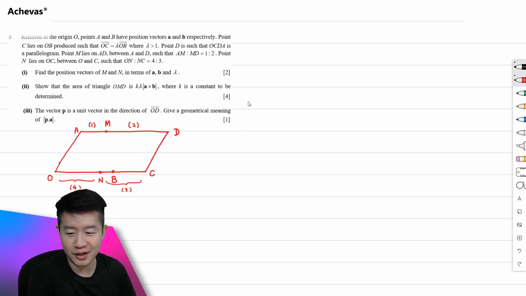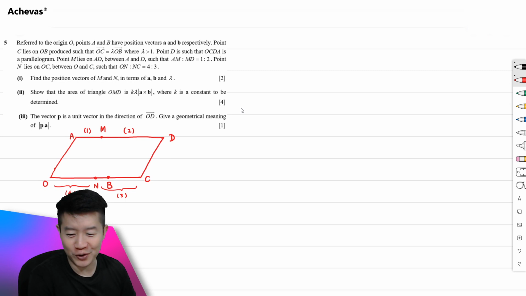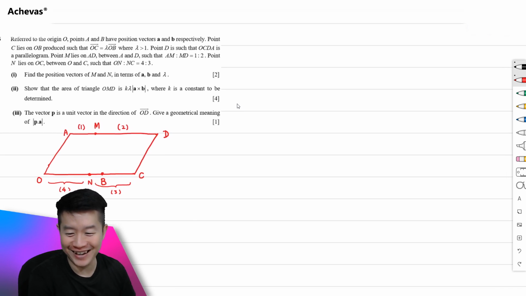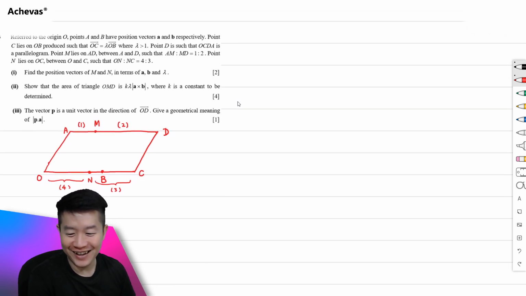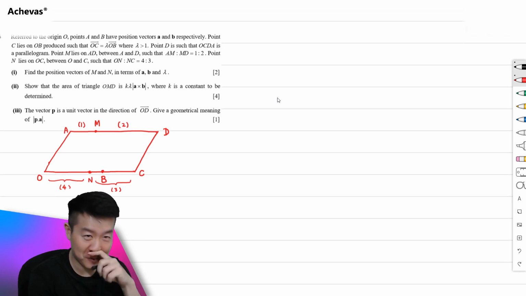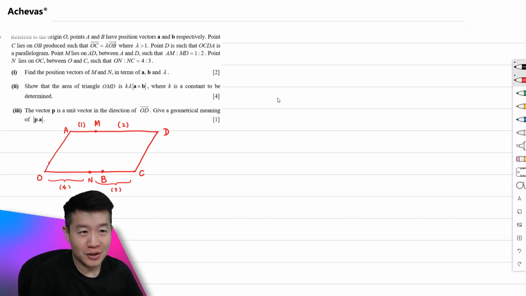Let me try to see whether I can shift it such that I can avoid my head. Okay, got it. Okay, so we have this. And in part 1, I want to find the position vector of M and the position vector of N.